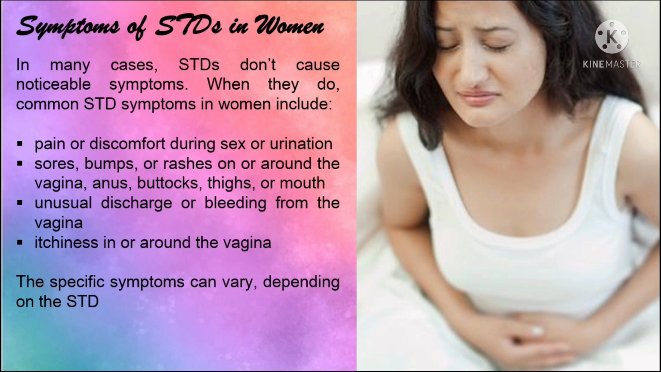Then, there are also sores, bumps, or rashes on or around the vagina, anus, buttocks, thighs, or mouth. And there is also unusual discharge or bleeding from the vagina. And last but not the least, itchiness in or around the vagina. Okay, and same with the symptoms of men, the specific symptoms can vary depending on the STD.